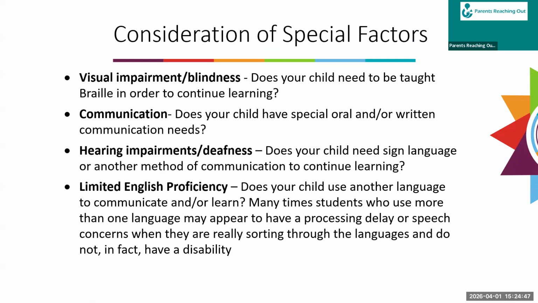So there's also special considerations for accommodations and modifications. This is on the IEP. They would ask you about special factors. Let's say that there's a visual impairment. Does the child need Braille, or is there a special communication that your child needs? Do they have a hearing impairment, or are they limited in English proficiency? So how could you have an accommodation or modification dealing with these?